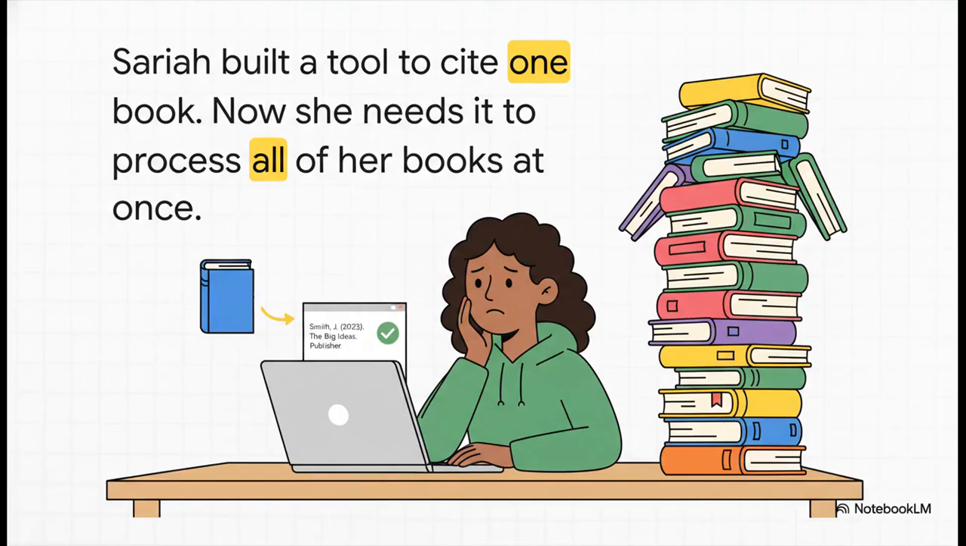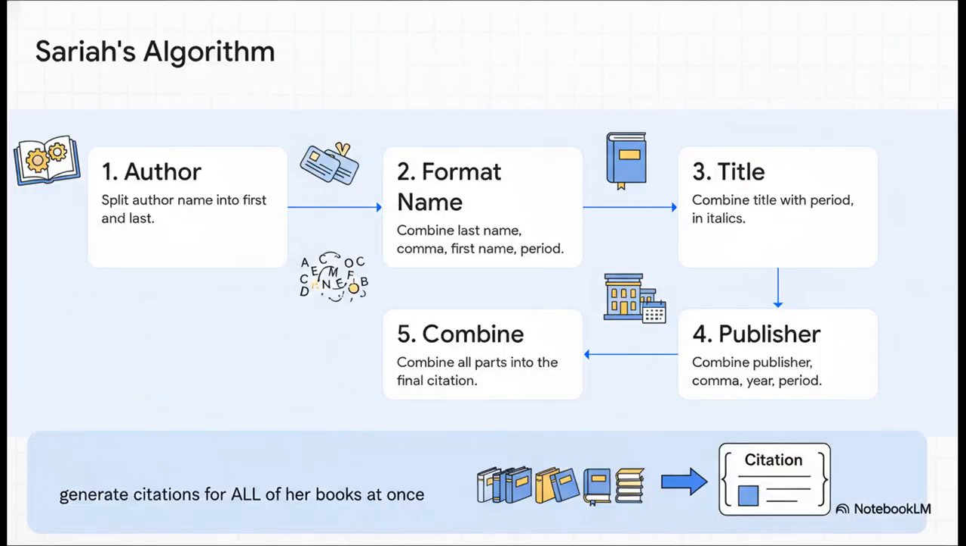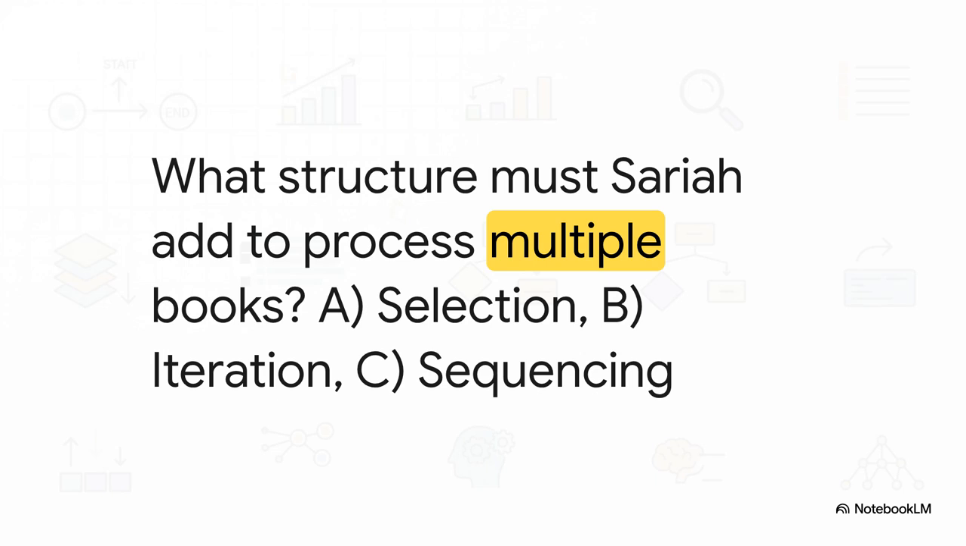She's writing a big research paper, and she's built this handy little tool that creates a perfectly formatted citation for a book. And it works great, for one book at a time. Here's her basic algorithm. You can see it's just a simple step-by-step sequence of commands to get the citation formatted just right. But now, she's got a whole stack of books, and she wants to generate citations for all of them at once.